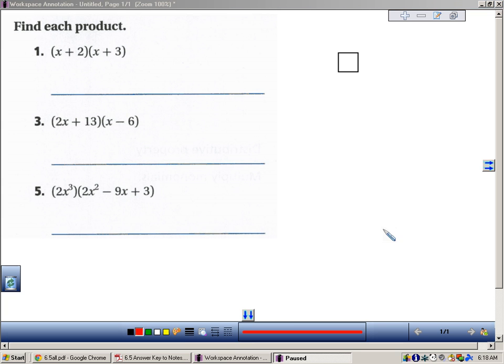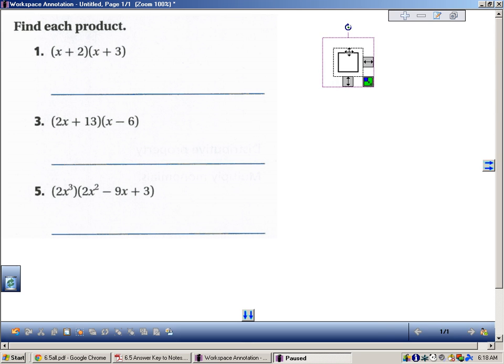Alright, so let's look at number 1. We're on page 354, section 6.5, how we multiply polynomials. So my first product is an example of multiplying binomials. The first step I want to show you is to use the distributive property.